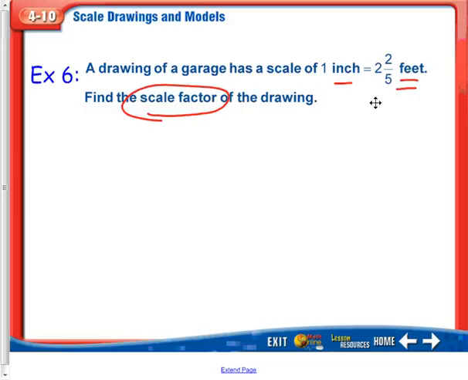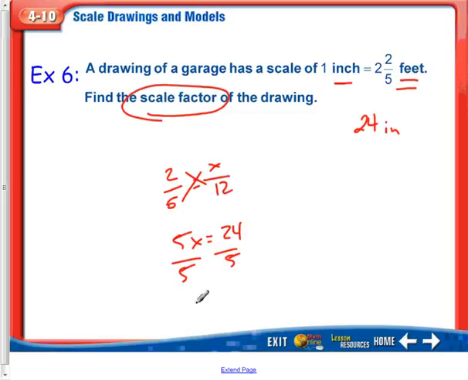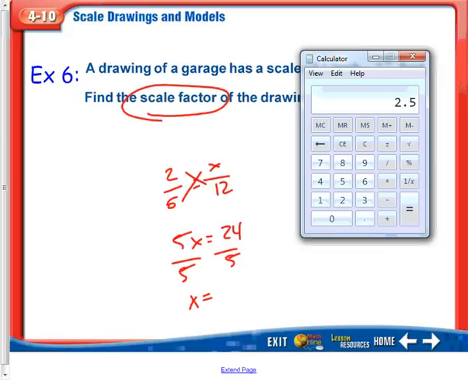Well, 2 feet, I know that's 24 inches. And so I need to find out what is 2/5 of 12. When I cross multiply and divide, I'm going to get 5x equals 24. We divide both sides by 5. So x equals, it's going to be just less than 5. So 24 divided by 5 is 4.8.